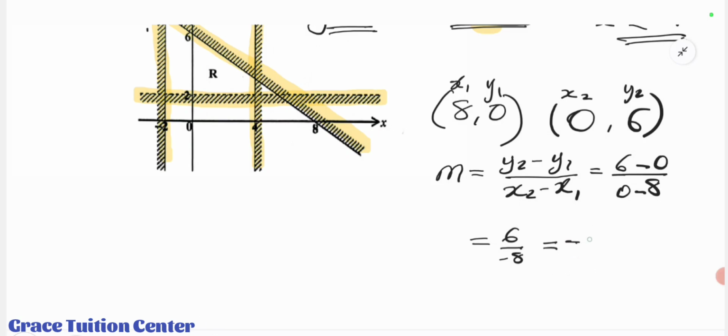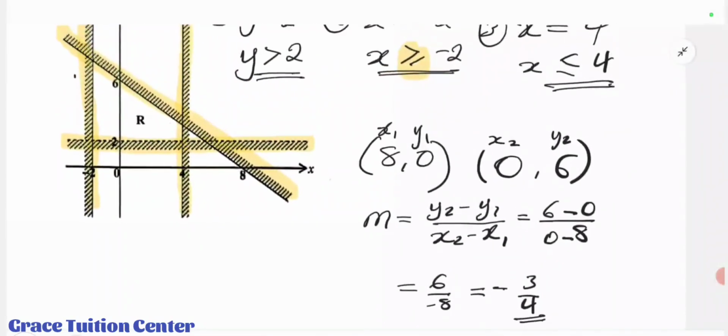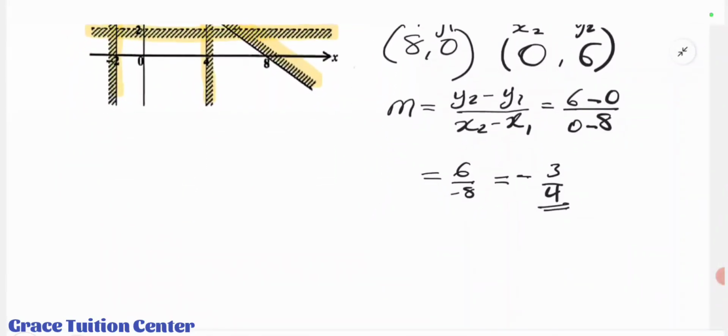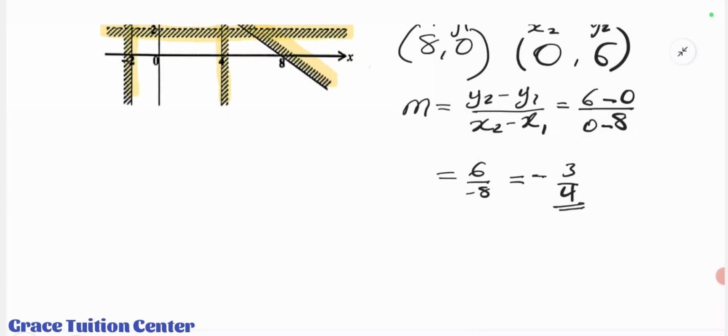So we'll have a negative there. 2 into 6 is 3. And 2 into 8 is what? 4. So meaning that our gradient is negative 3 over 4. Once we find our gradient, we can go ahead and find the equation of the line.